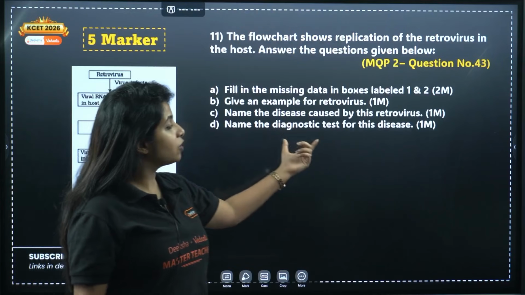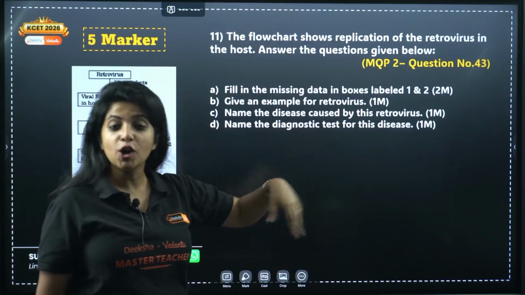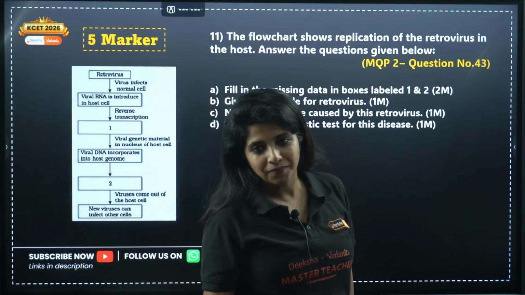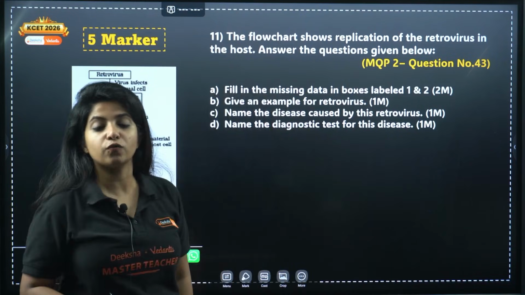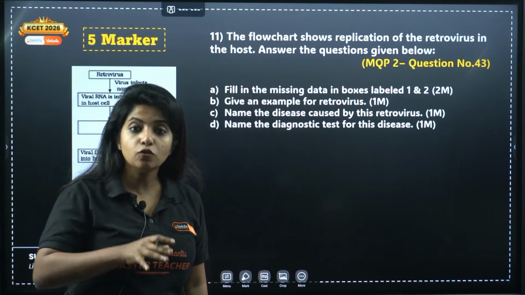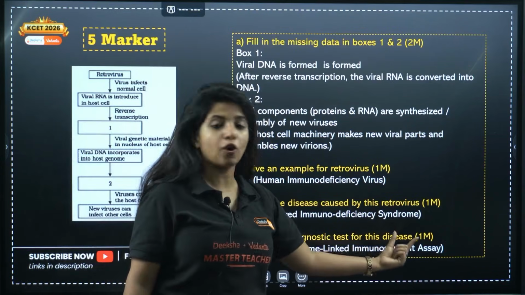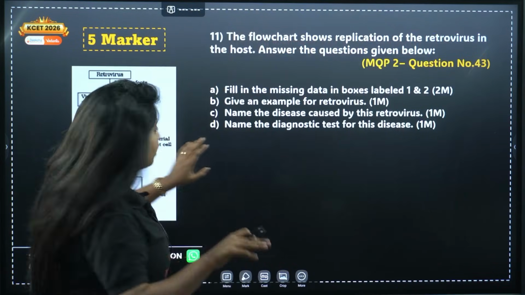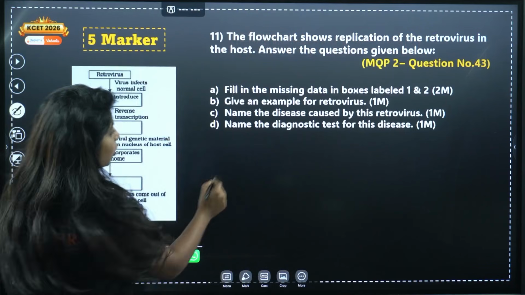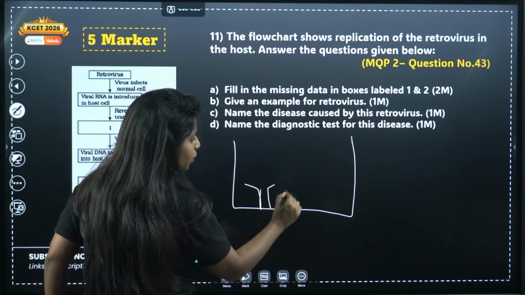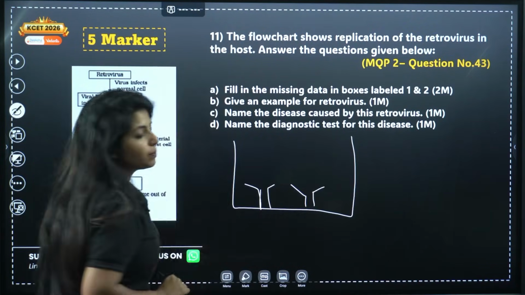Now name the diagnostic test for this particular disease. What test do you have to diagnose HIV? It is ELISA. ELISA stands for enzyme-linked immunosorbent assay. How does it work? I can give you an example. Suppose we already know that patients who have HIV produce this particular antibody.